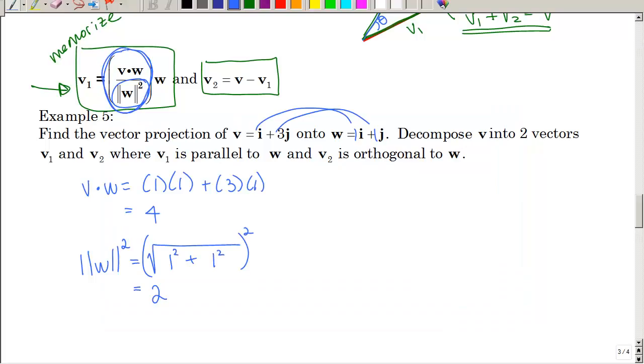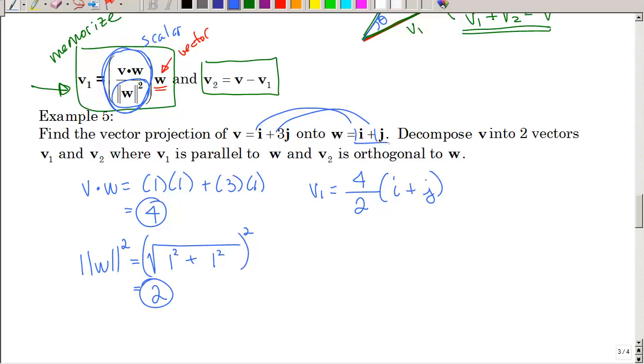This part is a scalar. This part is a vector. So we're going to multiply a scalar times a vector, which we certainly are allowed to do. So v1 is the dot product of 4 divided by the magnitude of w squared, which is 2, multiplied by the vector w, which is i plus j. So v1 is just 2 times i plus j, or you could write it as 2i plus 2j. That's a vector. That's the part of v projected onto w.